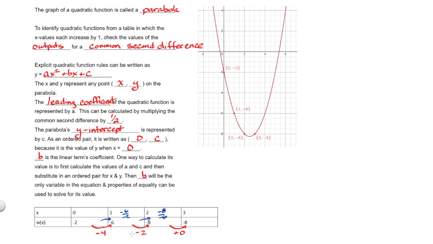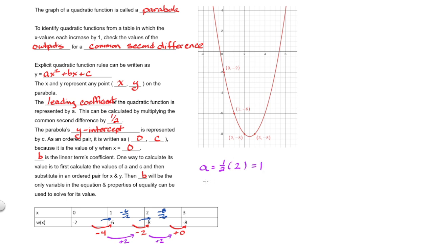We know it's not linear. We're going to check for quadratic by looking at the common second difference. So now we look at the difference from here to here and from here to here. And -2 minus -4 is plus 2. 0 minus -2 is plus 2. Our second difference is common. And that lets us know that it is quadratic. We can now calculate the values of a and b and c so we can write our explicit rule. A is always 1/2 that common second difference. The common second difference is 2. So in this case, a will equal 1.